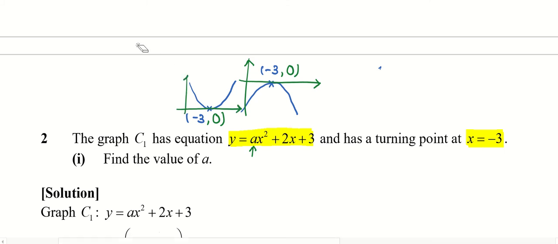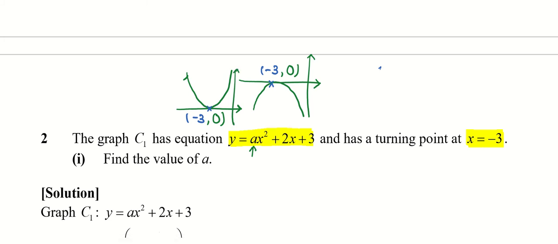Sorry, my graph should be, give me a minute. You're assuming that your graph actually cuts the x-axis. But did the question say that it cuts the x-axis? It didn't. It just says that it has a turning point at x equals -3. So I can draw my graph to be something like this.